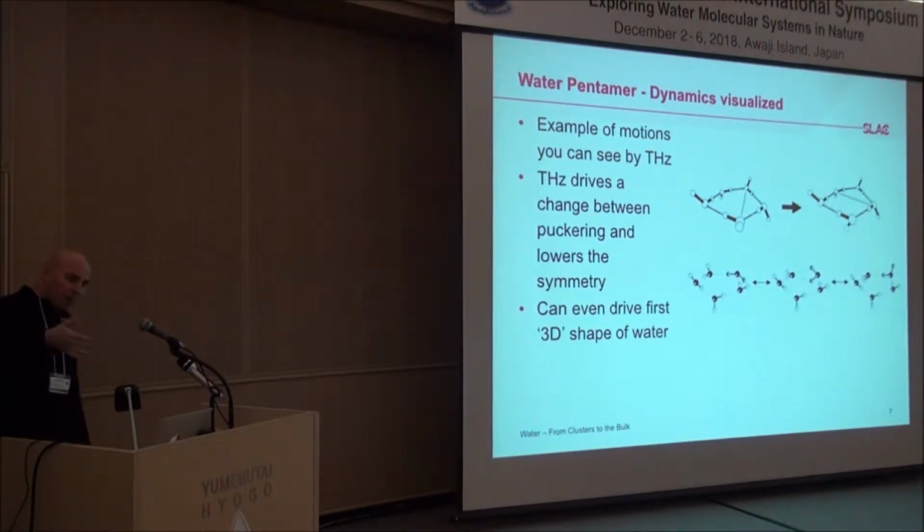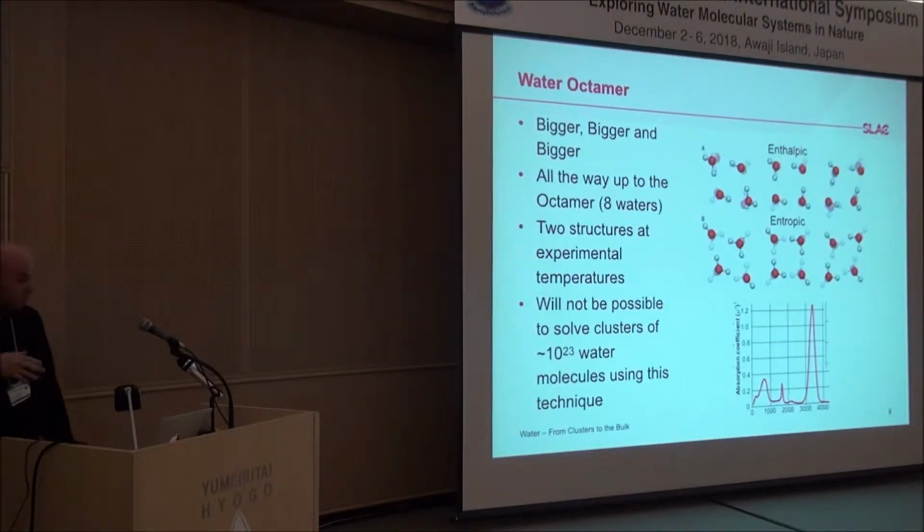And with a very small amount of energy, again, we're talking about 1/1000th of room temperature, you can drive a structural transition. So you're lowering the symmetry. But I think the coolest example is actually this one here, where you can make the structure more 3D. You can drive that oxygen farther out of the plane just with really small amounts of energy.